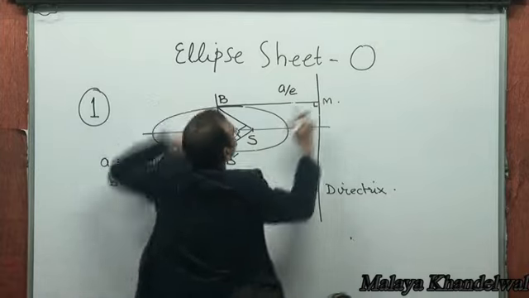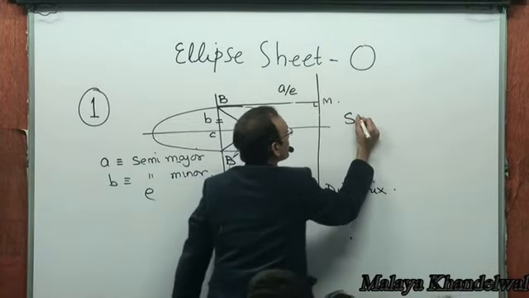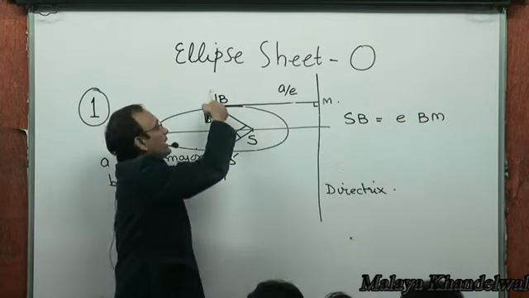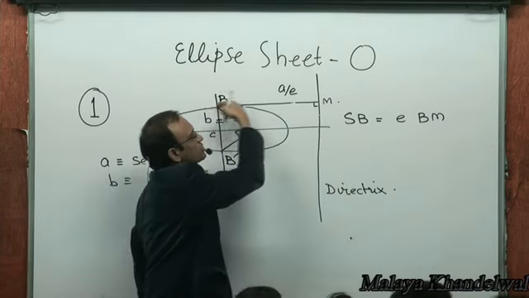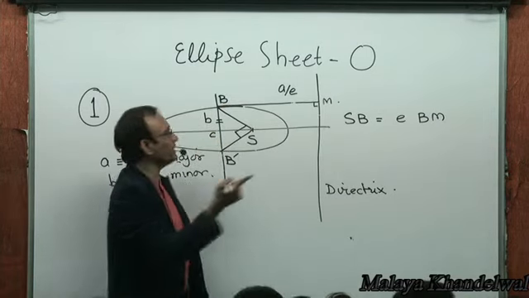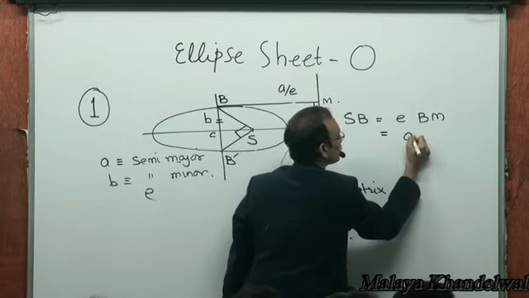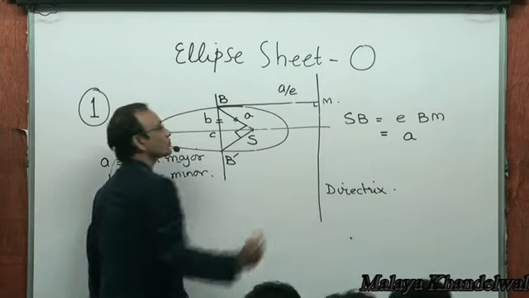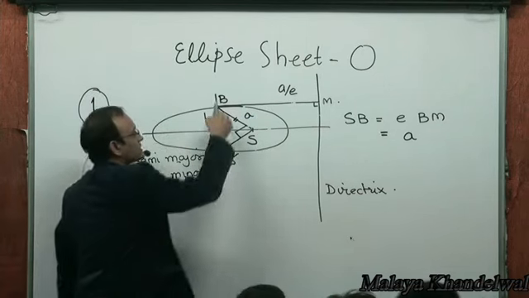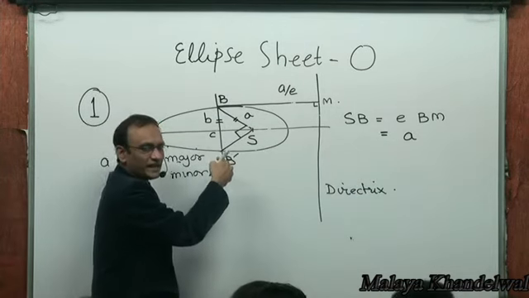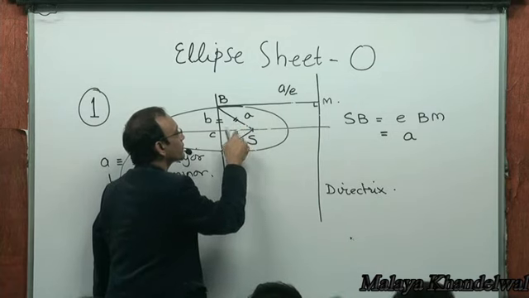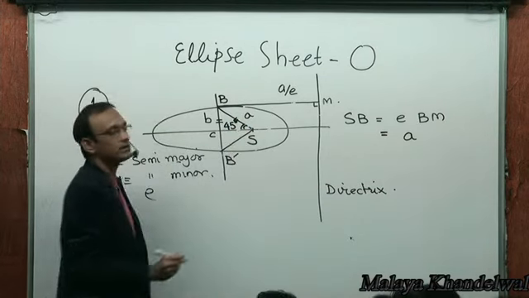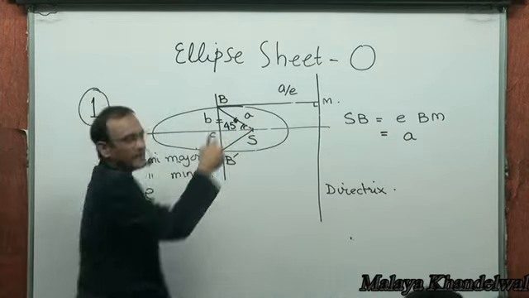So this distance is going to be A by E, and SB is going to be E times BM, for any point on the ellipse. The distance from the focus to the distance from the directrix will be E. So E times BM means A, right? So SB is A units, yes or no? Now this entire angle BSB prime is 90 degrees. So from symmetry, this angle must be 45 degrees. Angle CSB is 45 degrees.